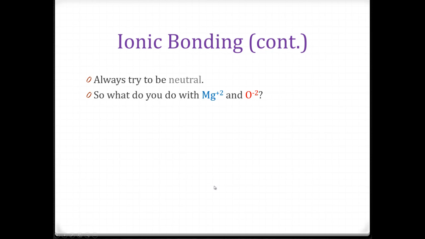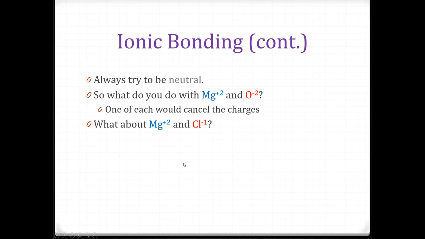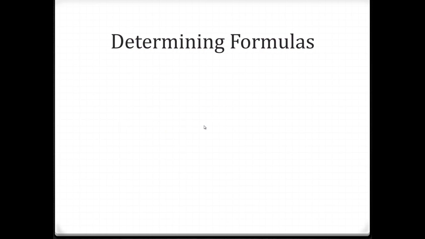So what do you do with magnesium and oxygen? It's pretty simple. You've got a +2 and a -2, so they cancel out. What about magnesium, which has a +2, and chlorine, which has a -1? You have to use 2 chlorines to cancel out the positive magnesium.